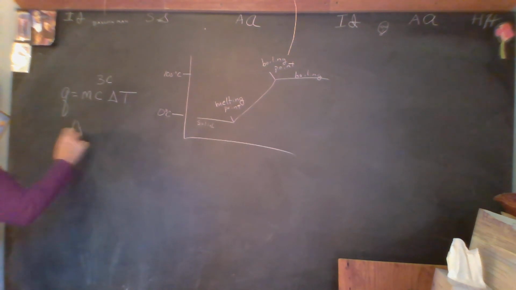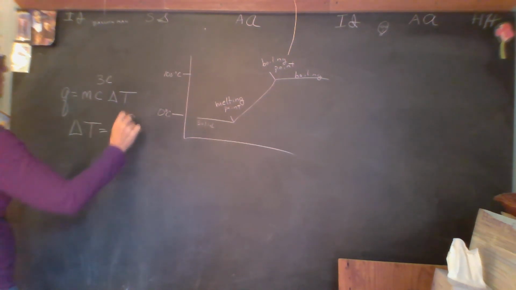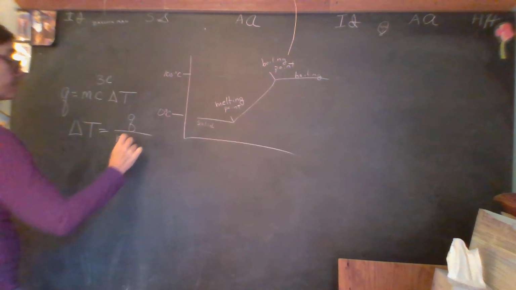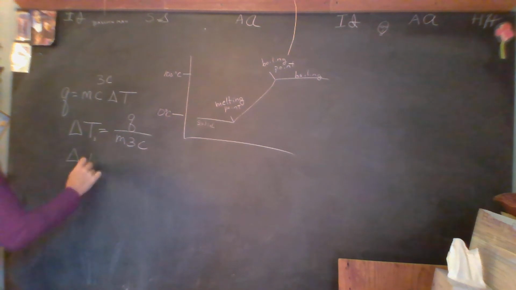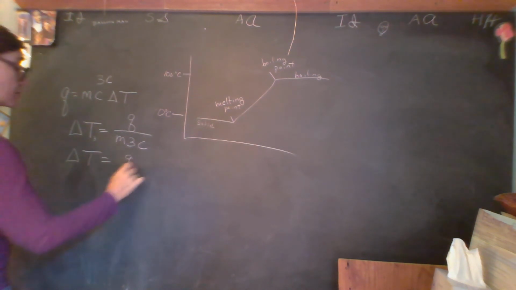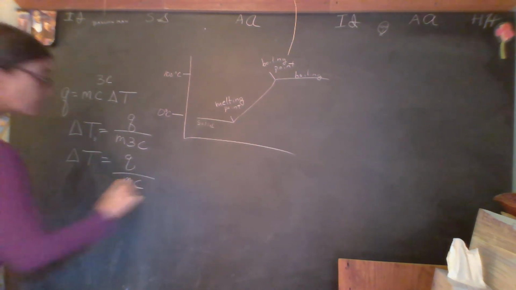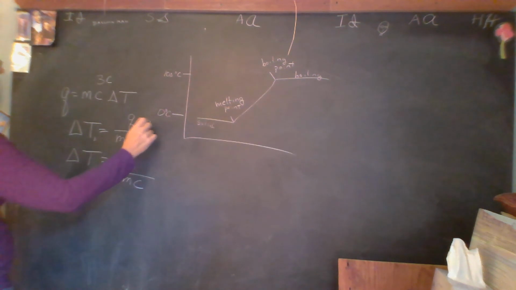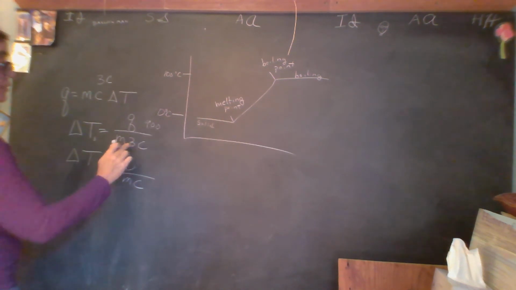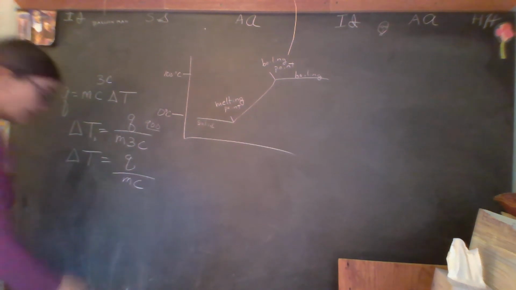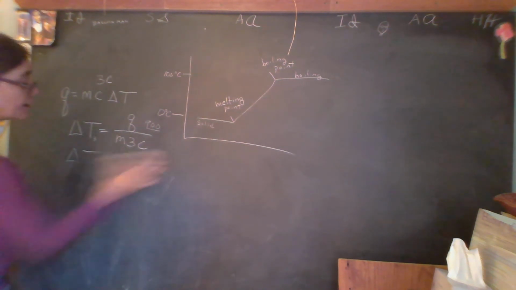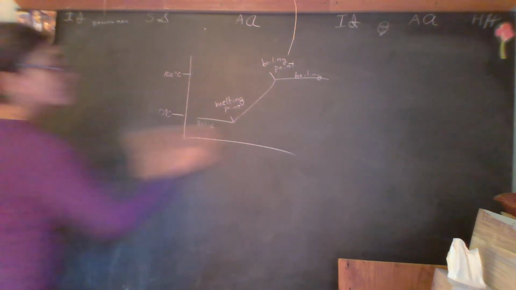The delta T of the 3 times 1. Right? So this is going to be 900 divided by an extra 3. Does that make sense? Yes. I hope so. All right.